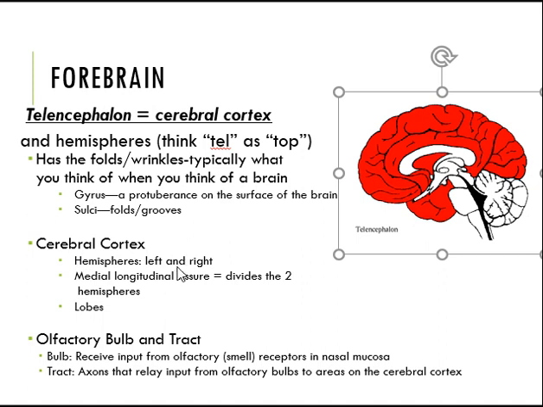And we have the cerebral cortex within the telencephalon, most importantly, which is separated into two hemispheres, left and right. The medial longitudinal fissure divides the cortex into two hemispheres. And then we have the lobes after that. There are 4 lobes in total, and we'll talk about them in just a moment. No worries there.